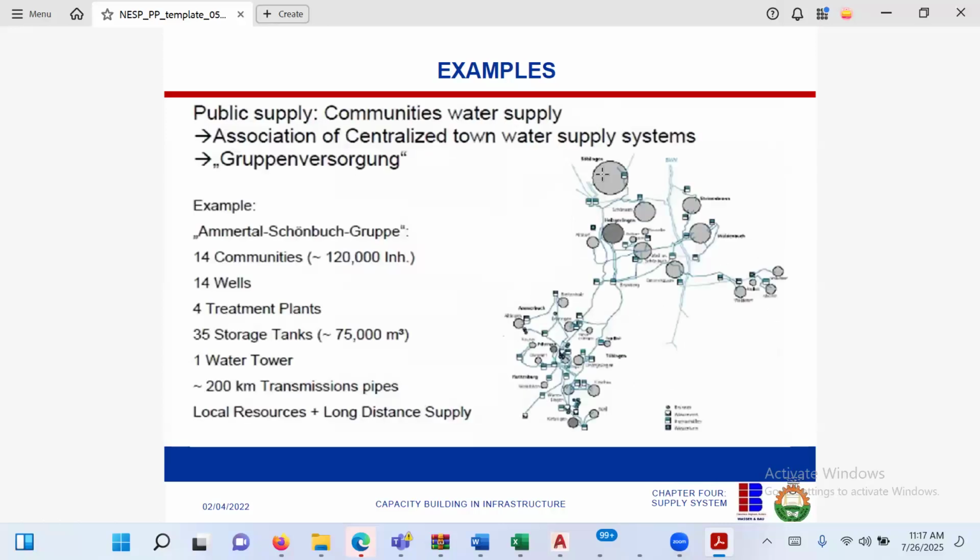Let me give us an example of a typical water supply system in a city in Germany, how Germans do their water supply systems. Listen to me now. So this is what they do, basically. I love the country.